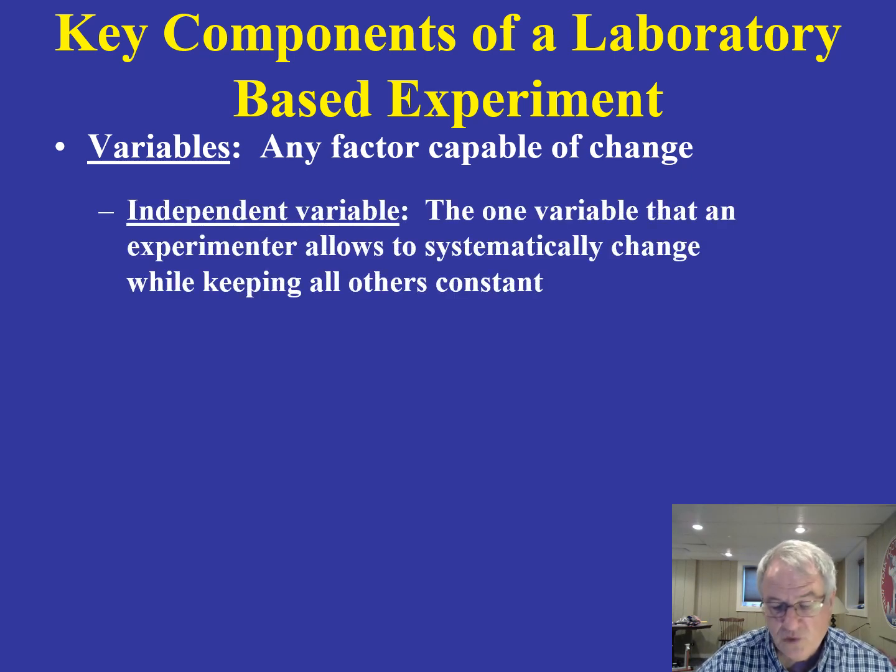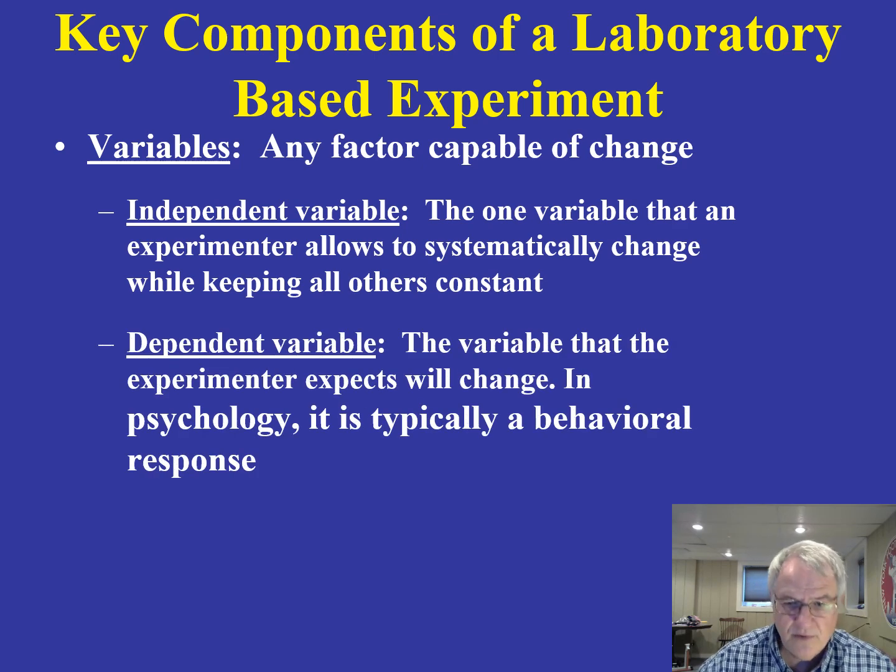And we have two types of variables in a laboratory-based experiment. One variable we call the independent variable. That variable an experimenter can allow to systematically change. He's going to keep all other variables constant. That's what we call the independent variable. The dependent variable, on the other hand, is what the experimenter expects will change.